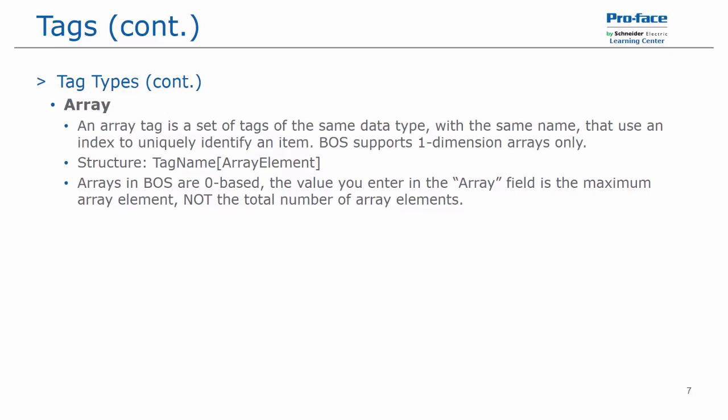Now, typically, this would be a static value. However, in Blue Open Studio, you can insert a tag name for the array element and dynamically set which element you are either displaying or writing to or reading from during runtime. And arrays in Blue Open Studio are zero-based, meaning that the first element is 0. When we go to enter in tags in the tag database, there is a field called array. And in that field, the number you enter in there is not the total number of elements, it is the maximum array element. So for example, if you put a 10 in there, you will have 11 array elements because you start from 0 and you go to 10.